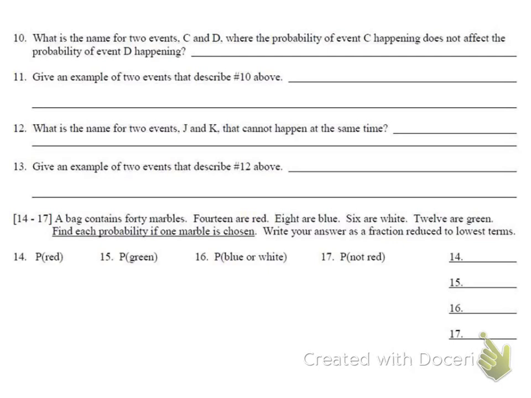Now, in number 10, what is the name for two events where the probability of the event happening does not affect the other? We call those independent events. Now, it asks for an example. I'm not going to give you an example here. You can look back in your notes, look back in your homework, or I also have other videos where I talk about independent events. Give you some examples.